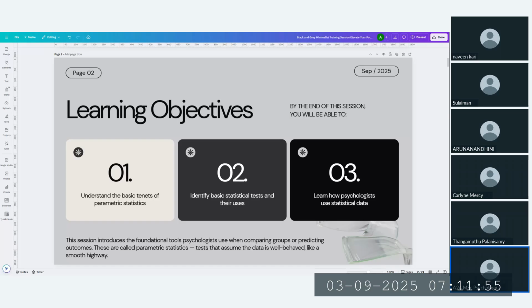So the tools that we use are called parametric statistics. What does it mean? Two big words. Let us understand what those big words are. One assumption when we come to parametric statistics is that data should be well behaved, like a very smooth highway. You will find in the practical world, data is not well behaved. You have to clean the data. So let us see how to proceed now.